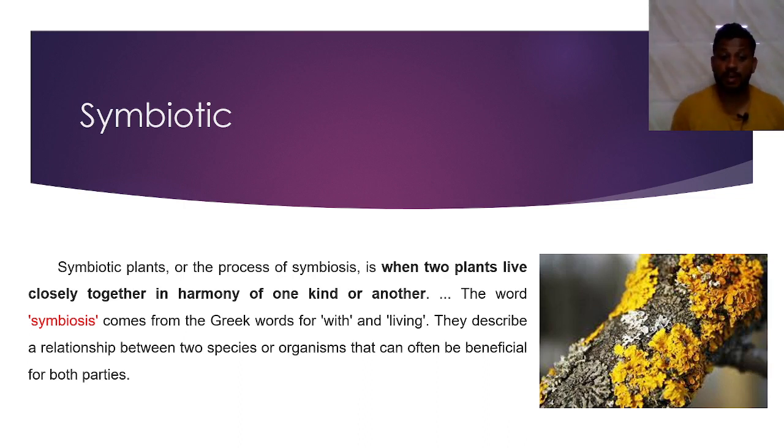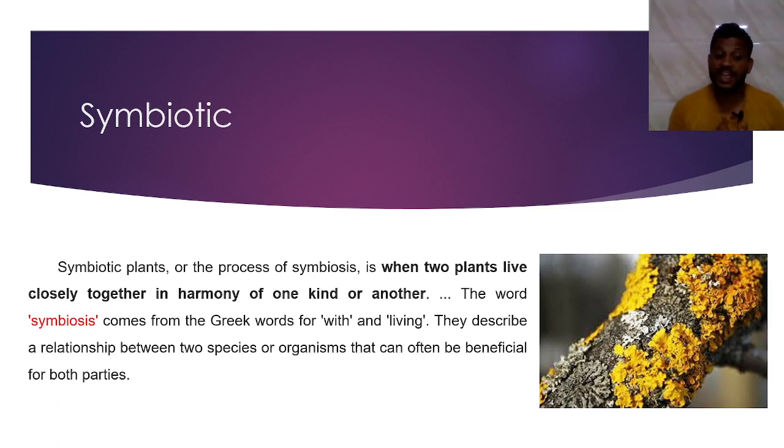The word symbiosis comes from the Greek language, and the meaning of symbiosis is with and living. It means living together. Plants of the same kind or different kinds develop very closely with each other, and they exchange or get the nourishment or food from each other.